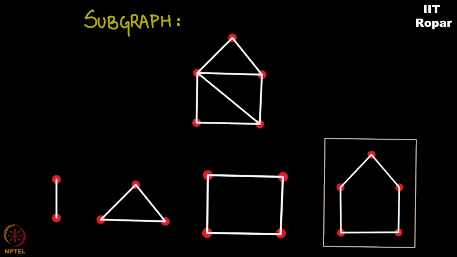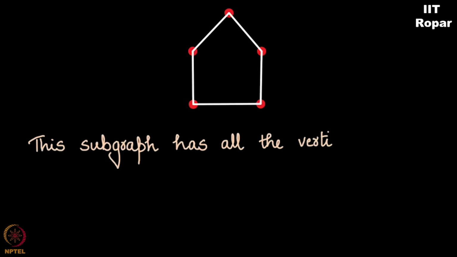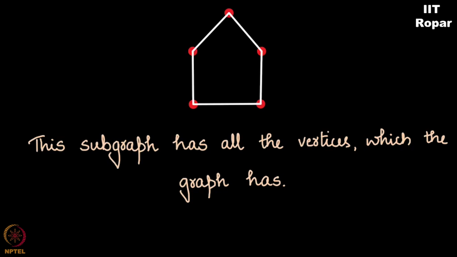There is a special name for it. But why particularly this subgraph has a special name? Let me tell you. This subgraph has all the vertices which the graph has. The vertices which are in the original graph are also there in this subgraph. All the vertices you see, the vertex set has 5 elements in the graph, and so has this subgraph.